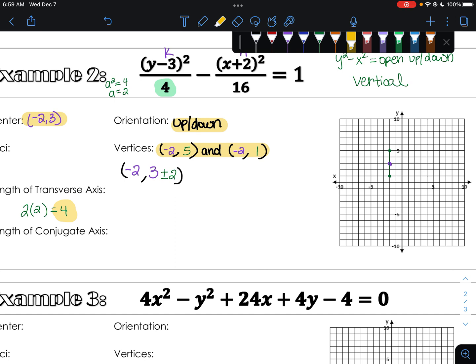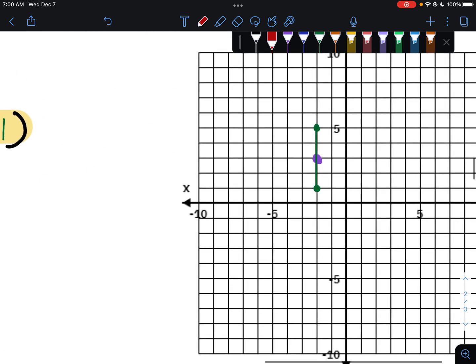Looking at the next one, we need to look at our second denominator, which is 16. That tells us that b squared is equal to 16. So b is equal to 4. So from our center, we're going to go to the left 4, put a point. From our center, we're going to go to the right 4 and put a point. Those are not anything except they help us build the rectangle that we need to get our asymptotes so we can draw our hyperbola. So I draw my rectangle.